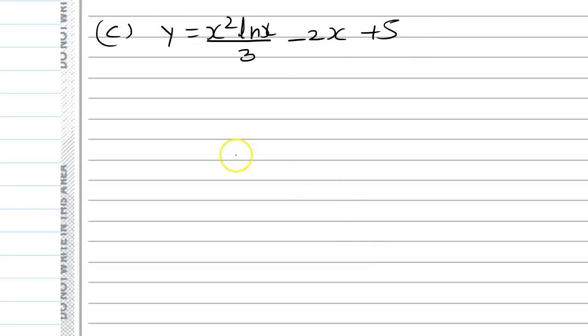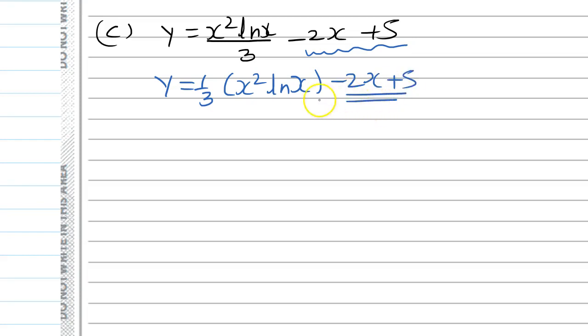So if you see, we can easily integrate this part, right? Minus 2x plus 5, this we can write down like this: y is equal to 1 over 3 x square ln x, minus 2x plus 5, yeah. So we know integration of this part. Let's do the integration of x square ln x separately.